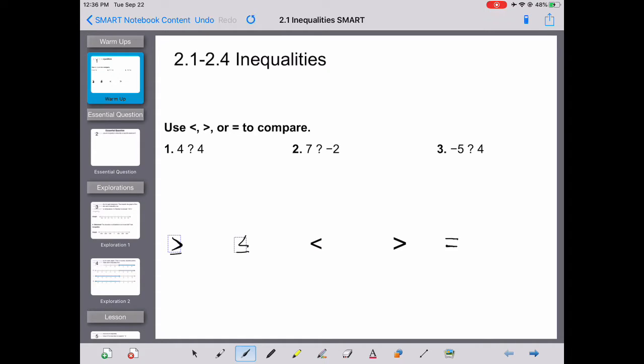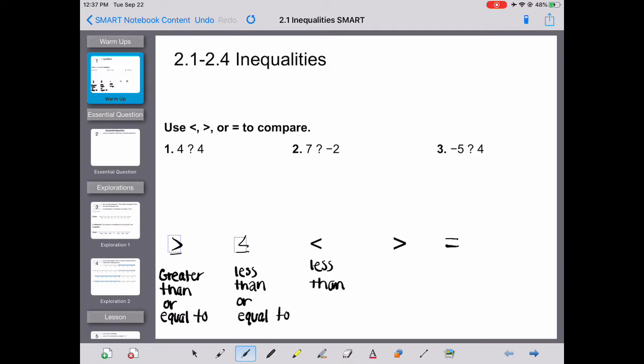So we have these signs on the bottom. The first one is a greater than or equal to sign. The second one is a less than or equal to. The third one is just less than. And the fourth one is greater than.